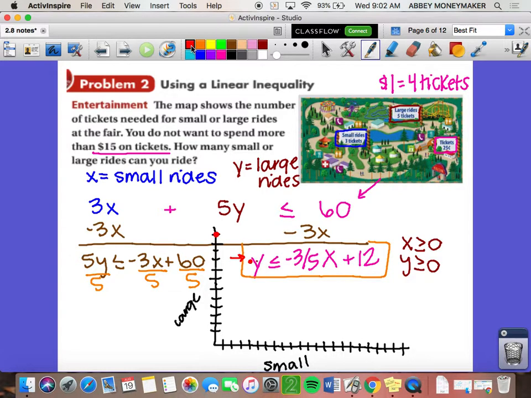Oh, that's off a little bit. Okay, there's that point. Now I'm going to go down 3. 1, 2, 3. Stay right there. This is harder than I thought, y'all.